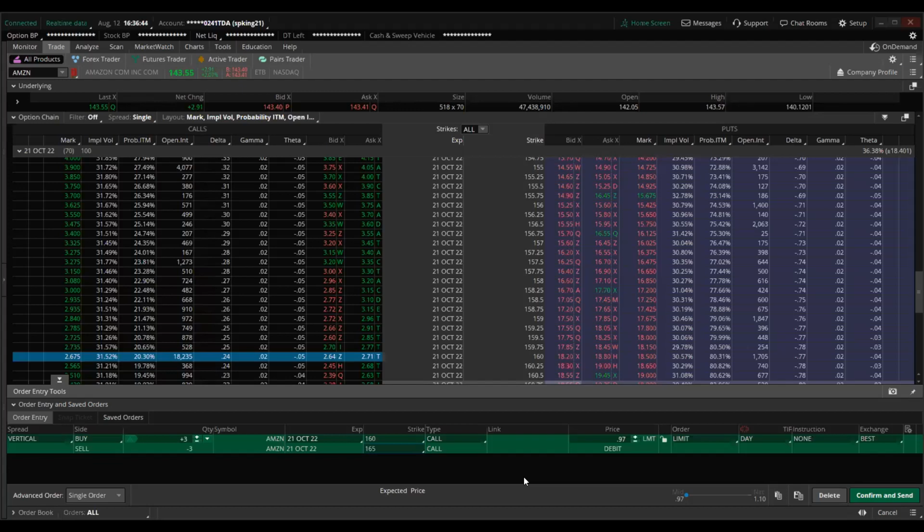But if this doesn't work and I have to exit, I'm going to exit when the value of this debit spread hits 50%, or $500. So my actual risk that I'm putting on the table, even though it's going to cost me 1,000 up front, is 500. Does that make sense? Give me a one if that makes sense. Great. So in this case, I'll do 10 contracts.